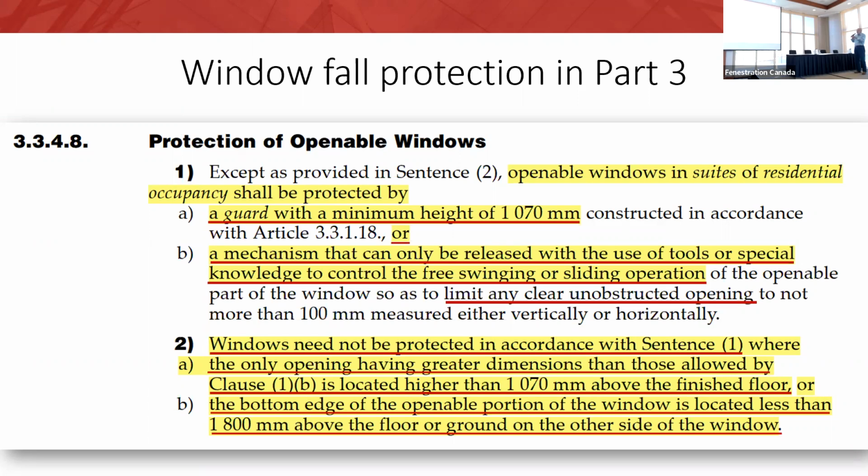Basically, if your windowsill is lower than needed to prevent someone from falling over in part 3 or part 9, you can protect it with a mechanism that can only be released with the use of tools or special knowledge to control the free swinging or sliding operation, to limit any clear unobstructed opening to not more than 100 millimeters vertically or horizontally. And this language of it can only be released with the use of tools or special knowledge basically rules out devices that are known as window opening control devices.